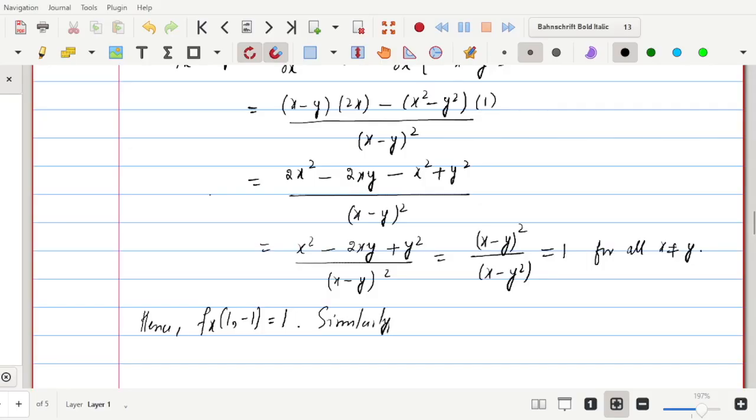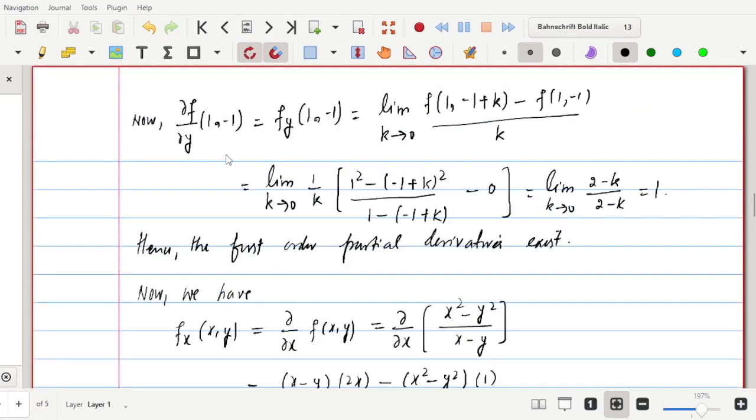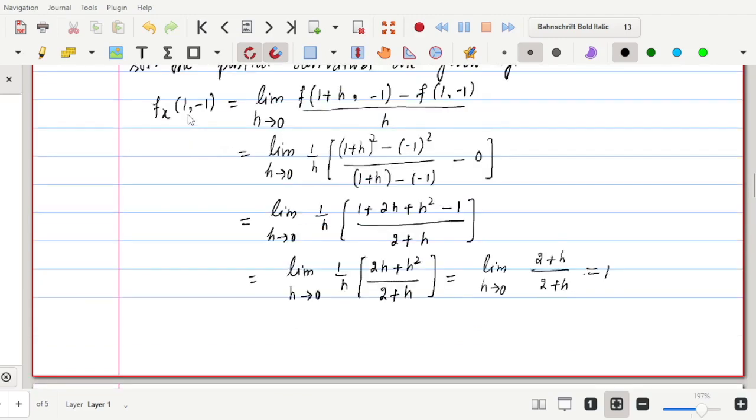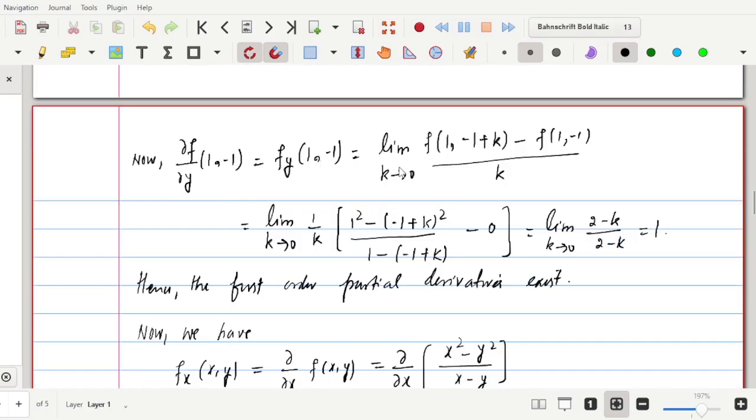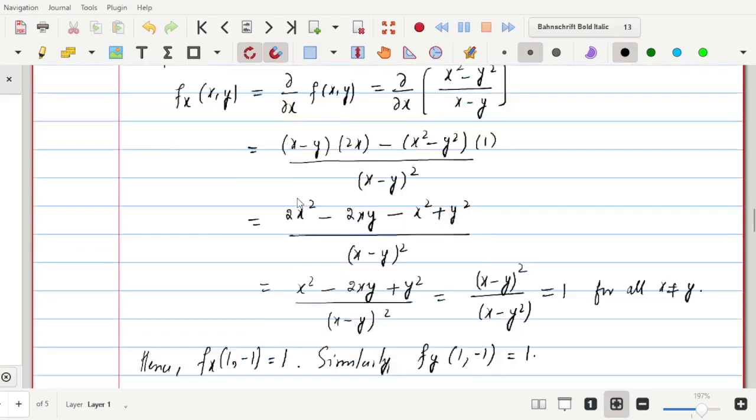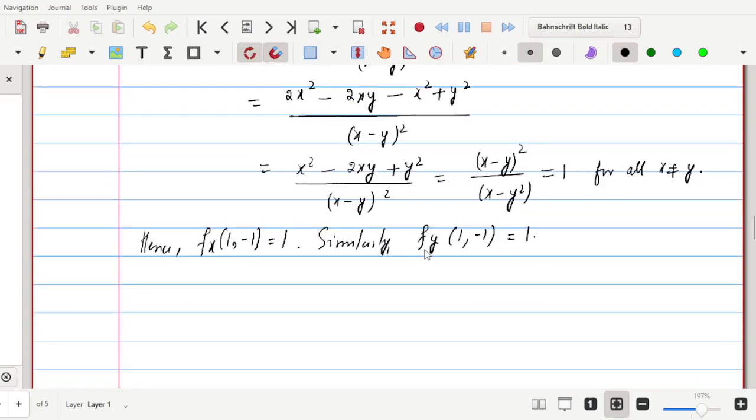Similarly, fy at 1 comma minus 1 will also be equal to 1. So therefore we have now evaluated the limit of the derivatives of f with respect to x at 1 comma minus 1. So this was the limit of derivative fx at 1 comma minus 1, which we have proved to be equal to 1, and the limit of derivative fy at 1 comma minus 1 is also equal to 1, and also the functional value of fx at 1 comma minus 1 and the functional value of fy at 1 comma minus 1 are also equal to 1.